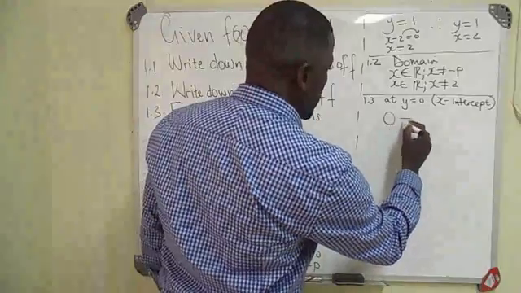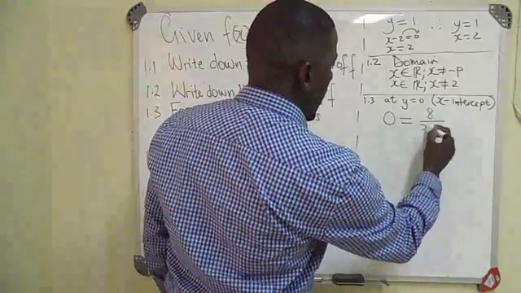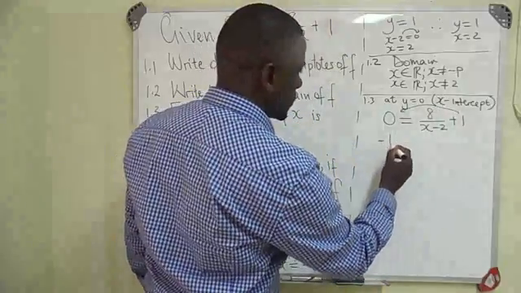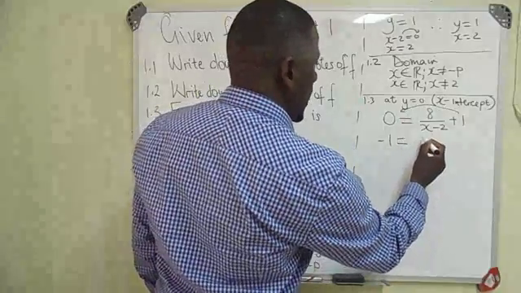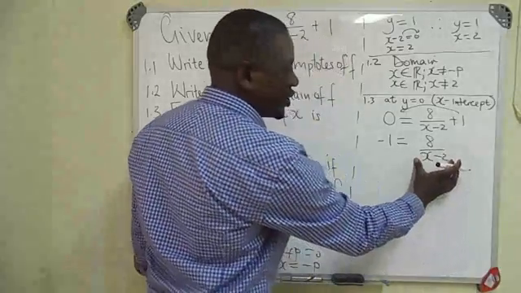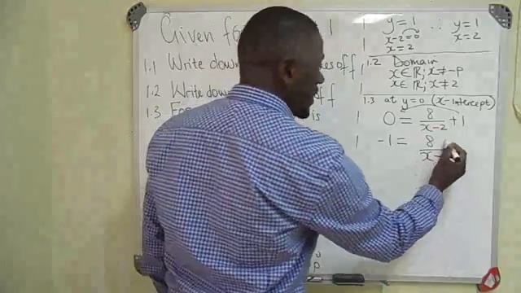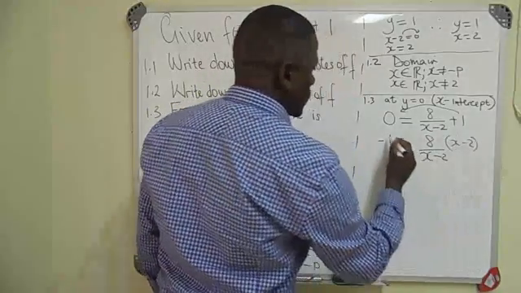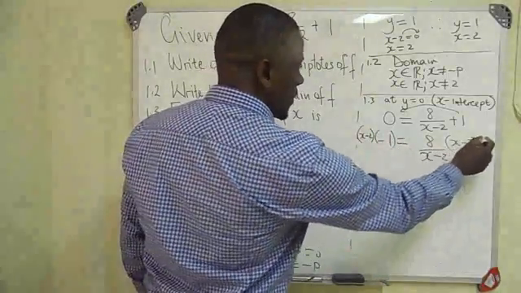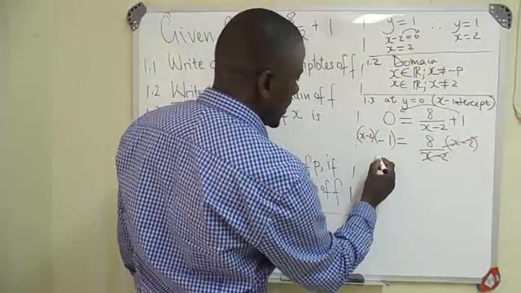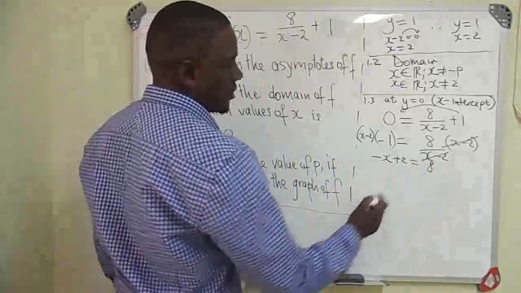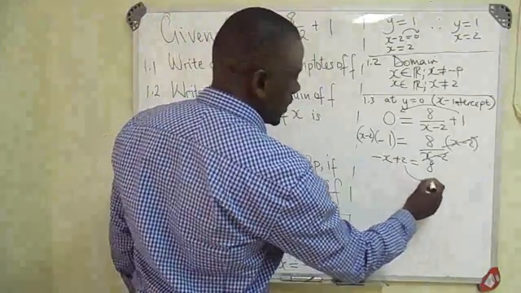So our 0 is equals to 8 over x minus 2 plus 1. This one comes this side. It's minus 1 is equals to 8 over x minus 2. To get rid of the denominator, we multiply with that denominator on both sides. So here, we are going to multiply by x minus 2. So we get minus x plus 2 is equals to 8.